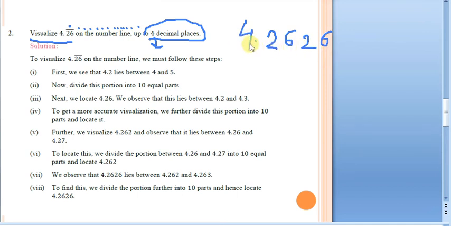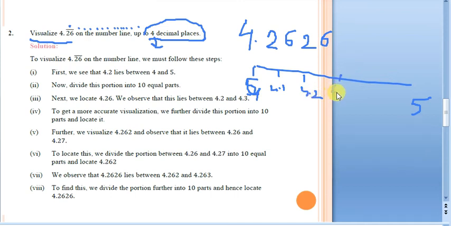So the first step: between which two integers is it going to lie? Between 4 and 5. So at one end we will have 4, at the other end 5. You will have 4.1, 4.2, 4.3, 4.4 and so on, many numbers like this, equally spaced. Remember, it will be 4.9, and after that 5. Now it is 4.26, that means it has crossed 4.2 also.